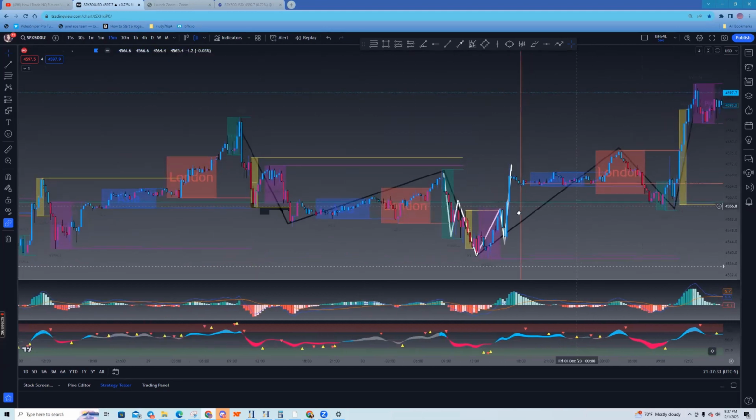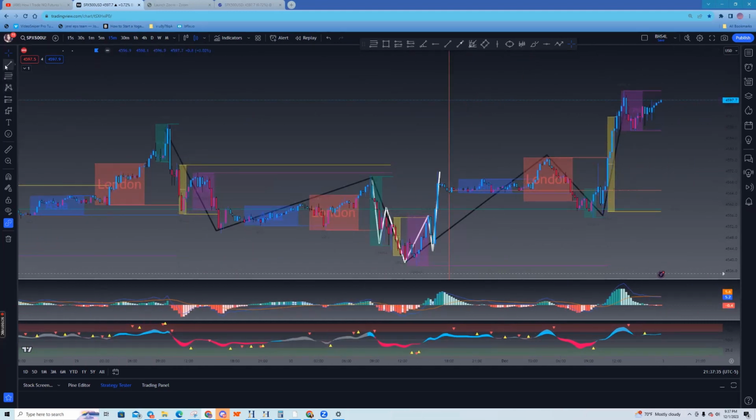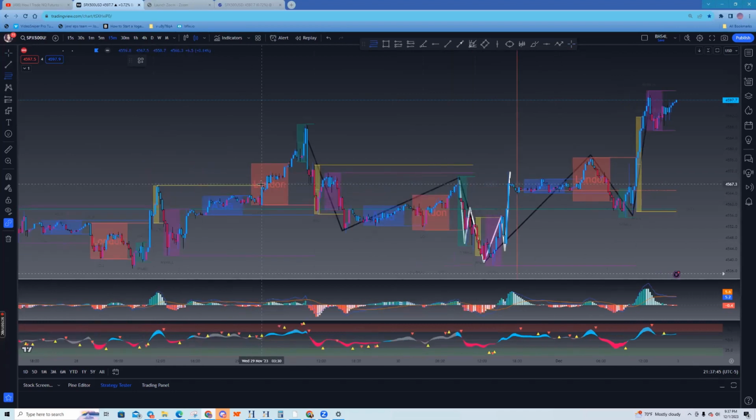So let me drop the fib on that pullback and what it looks like. It's nice when I wake up and I'm looking at my higher time frames, and I'm seeing these patterns already create themselves, so I know exactly what I'm looking for in the New York session. You just come to the charts and you're so relaxed. You're like, okay, I'm just waiting for it to hit my levels and things like that.